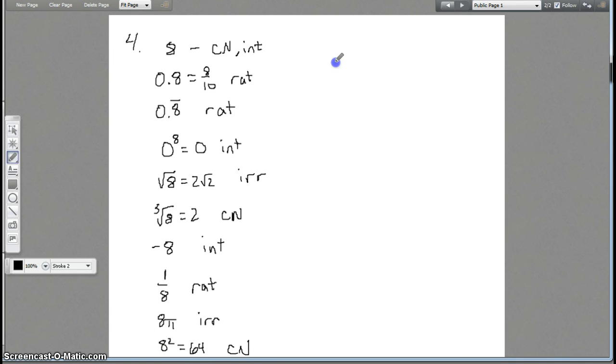Okay, so question A. Which numbers are counting numbers? Well, 8 is a counting number, obviously. 0 is not a counting number. These numbers that I listed as just rational, those are not counting numbers. I'm sorry, that was actually cube root of 8 is equal to 2, which is a counting number. And then 8 squared is 64, which is a counting number.